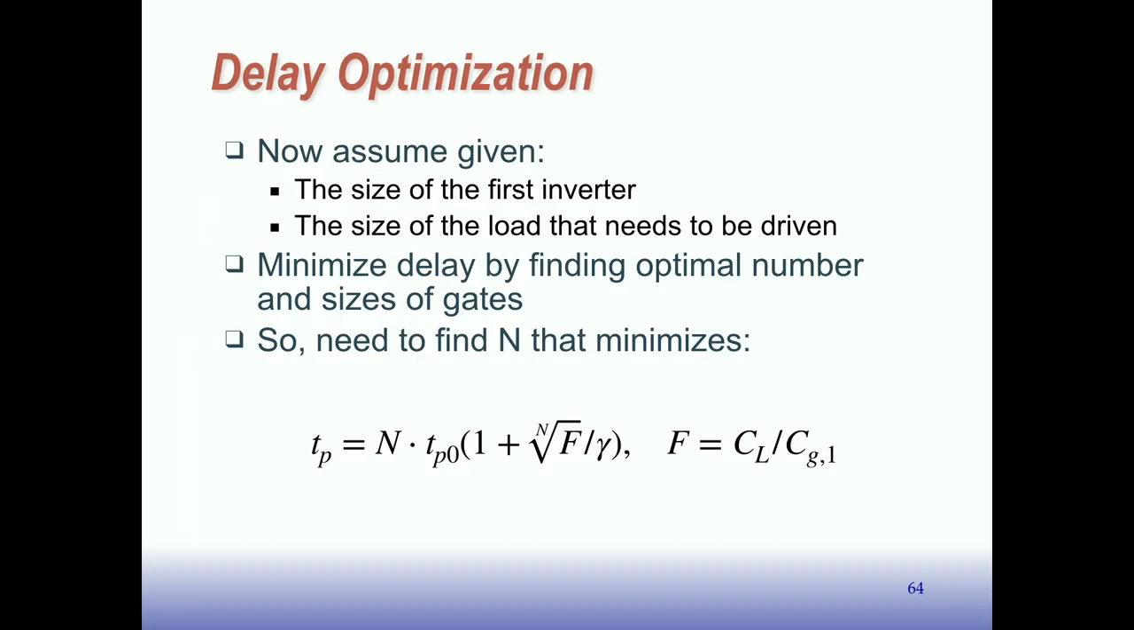This was the result that we had on the last slide, where this is the propagation delay through the series of n inverters. It was n times the intrinsic delay times 1 plus the nth root of F divided by gamma, where F was the total fan out for the circuit. What we want to do then is find the n that minimizes this expression.